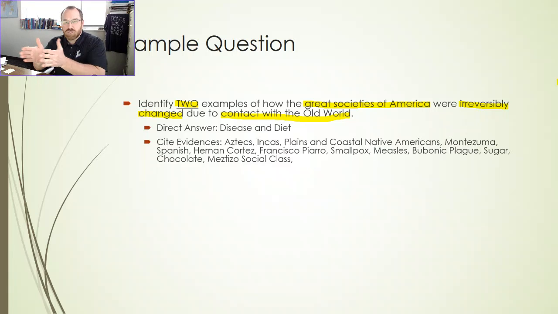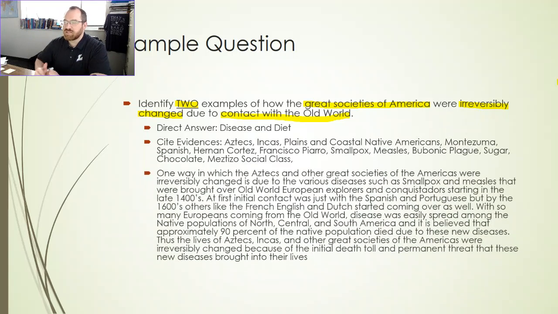So now I've done two things of the ACE strategy. My direct answer: I'm going to answer this by talking about disease and diet. Those are the two things I'm going to talk about. The evidence I'm going to throw in there comes from somewhere off of my evidence list. We'll go with that. So this next part is my example of a good answer to this question, at least to one of the two things. This one's going to deal with disease.